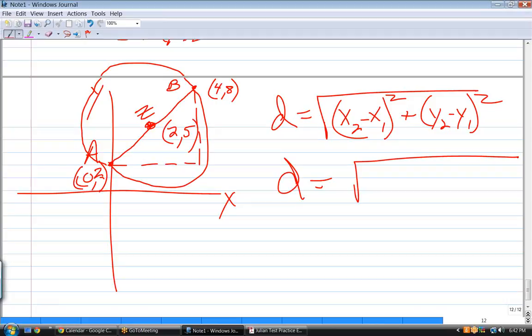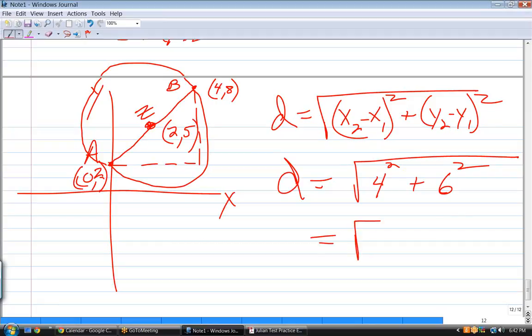What's x sub 2 minus x sub 1? So 0. Take the bigger number minus the smaller number. Alright, so 4. What does the 2 mean, like x sub 2 and x sub 1? That means one x coordinate minus the other x coordinate. Okay, so just 4 minus 0. So that's 4 squared, plus 8 minus 2, 6 squared.